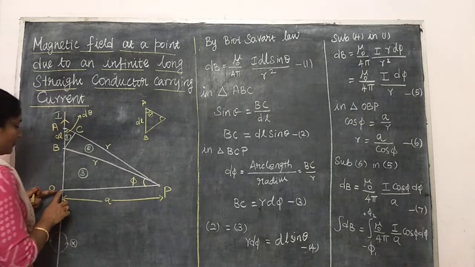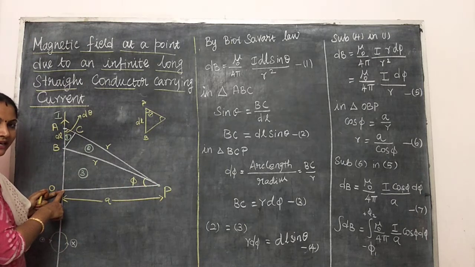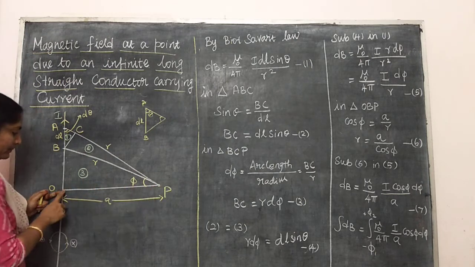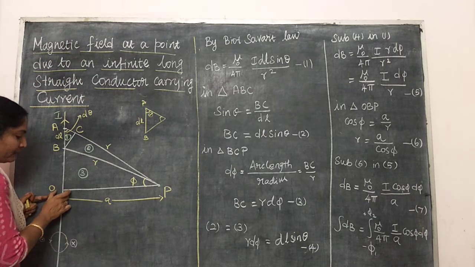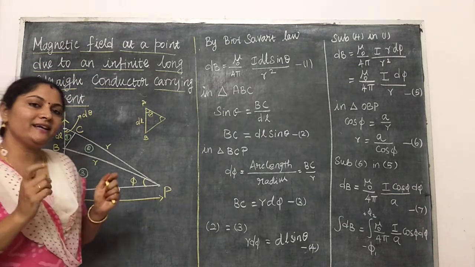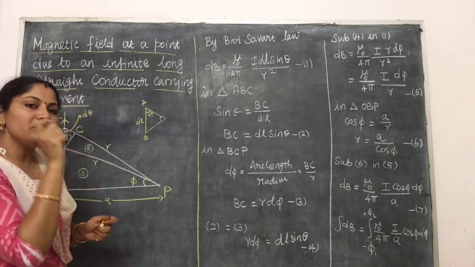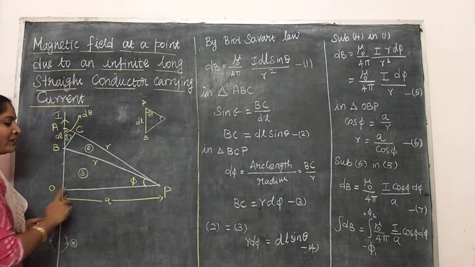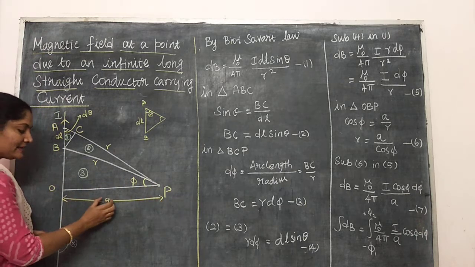Okay. Next one, we draw a perpendicular line to the current carrying conductor from the point P, at a distance A. This is the midpoint of the current carrying conductor. In an infinite long straight conductor, the middle point is said to be O. The distance of the point P from O is considered as A.